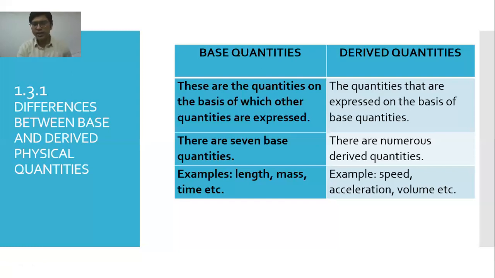As you can see, speed, volume, or acceleration are based on base quantities. If I talk about speed, it is meter per second, so there are 2 base quantities. So these are the differences between base and derived quantities. We have to remember the differences. This is a very short SLO in which we discussed the differences between base quantities and derived quantities. Now move on to the next SLO.